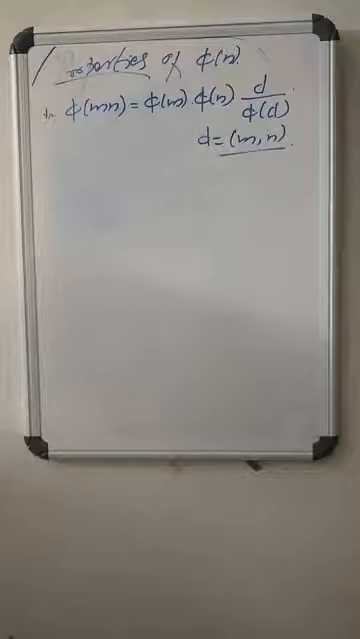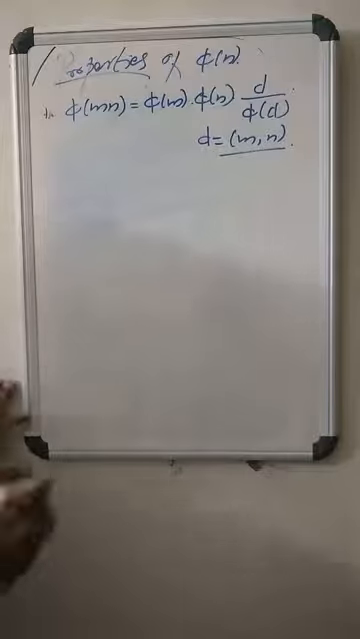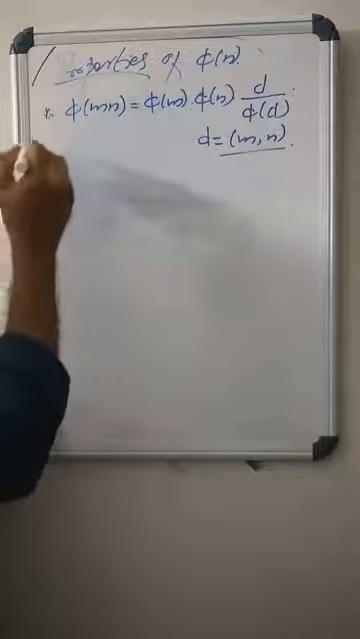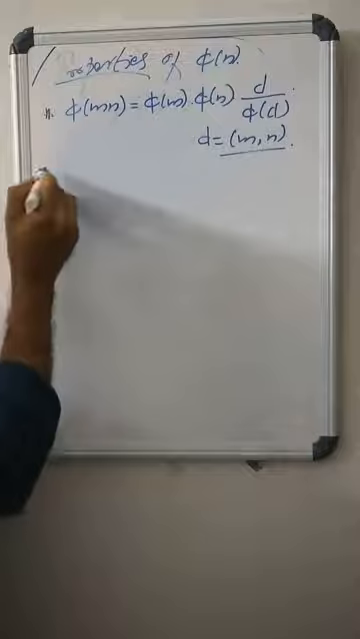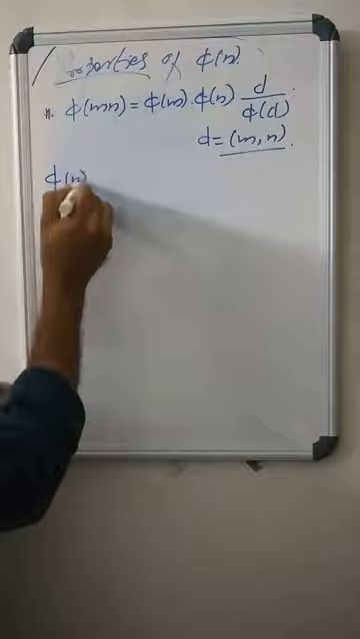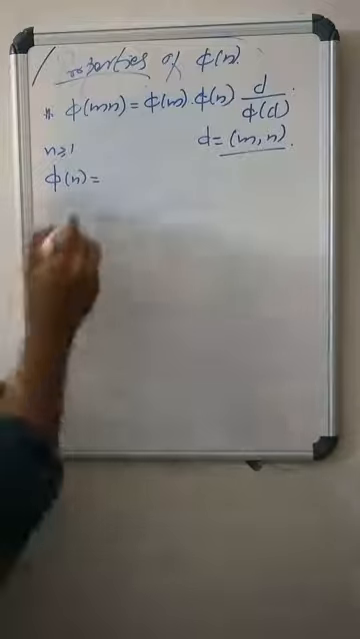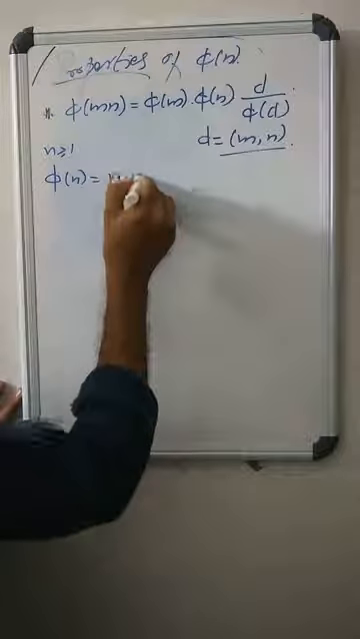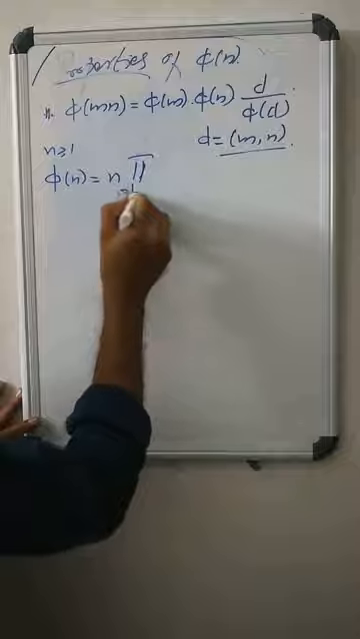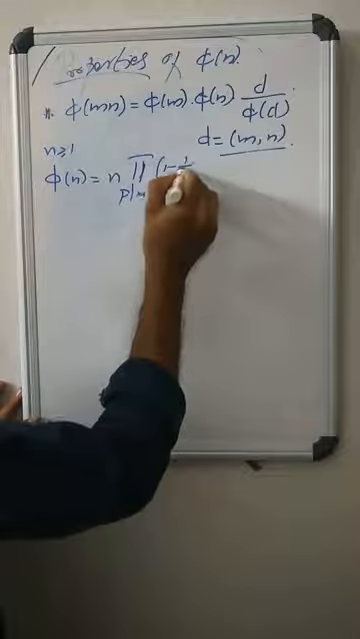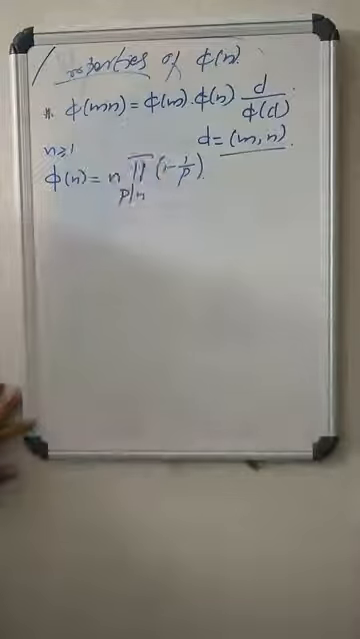So how to prove this one? Here again this follows from a product formula. What is the product formula? For n greater than or equal to 1, phi of n equals n into the product over primes p dividing n of (1 minus 1 by p). Agree?